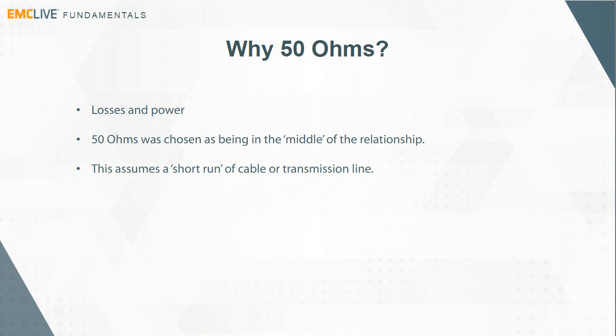If you look at transmission line loss versus characteristic impedance, you'll see that insertion loss is at a minimum at around 77 ohms. And if we look at maximum power transfer versus characteristic impedance, we get a maximum power at around 30 ohms.